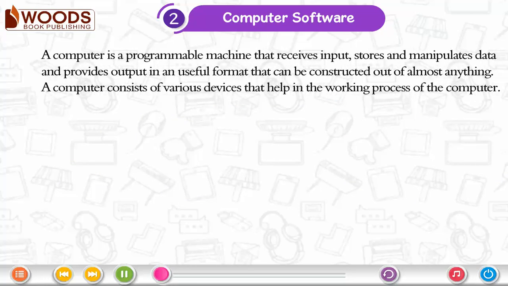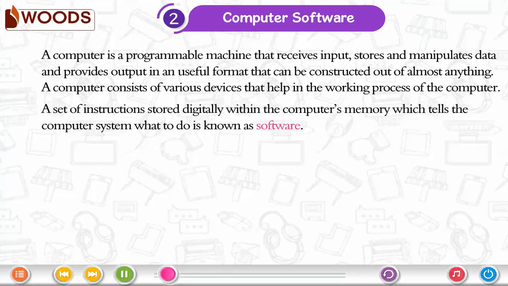A computer is a programmable machine that receives input, stores and manipulates data, and provides output in a useful format. It can be constructed out of almost anything. A computer consists of various devices that help in its working process. A set of instructions stored digitally within the computer's memory, which tells the computer system what to do, is known as software. There are two types of software.